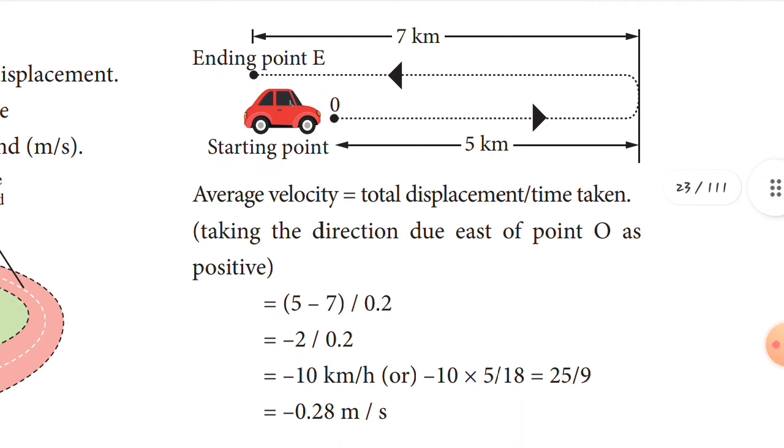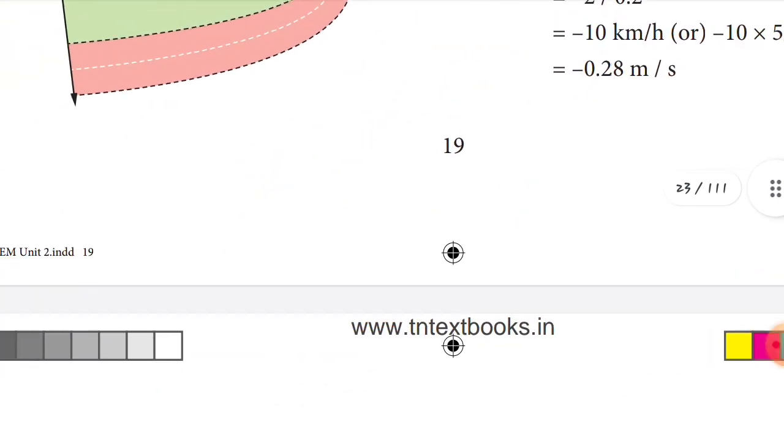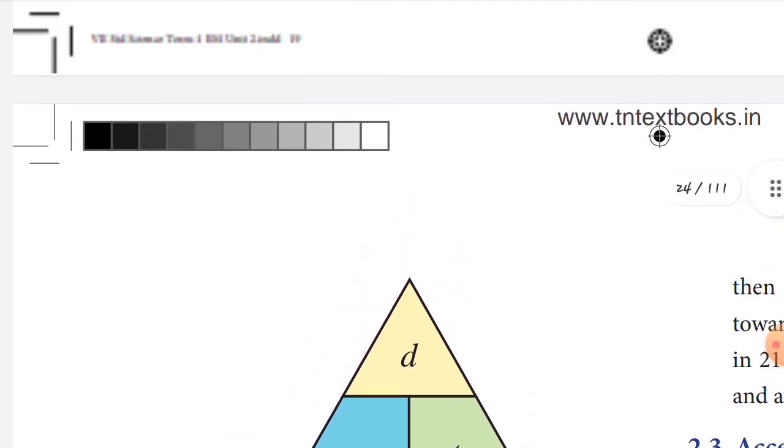So you have to subtract the starting point 5 from the ending point 7, divided by how much time will be taken, 0.2. Subtract, whichever is the highest number, 7. So minus 2 divided by 0.2. You have to cancel both of them. Finally you get minus 0.28 meter by second. So this is called a negative sign. This is clear to you, children? Yes.